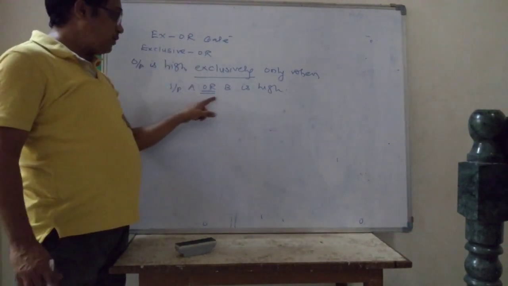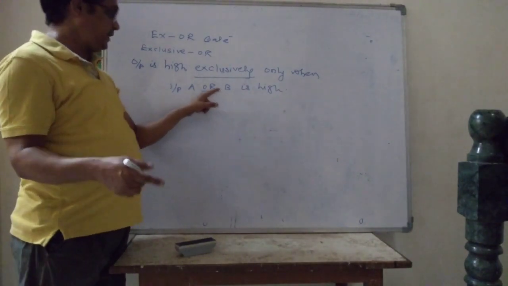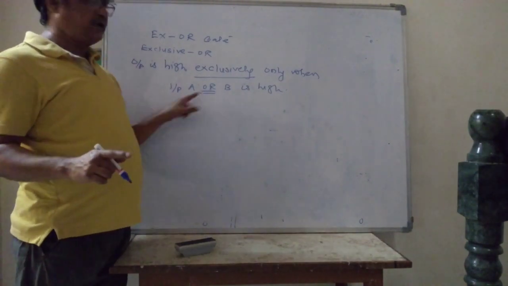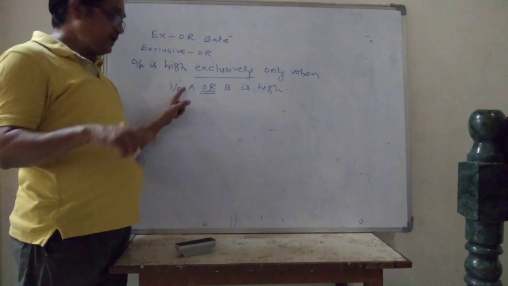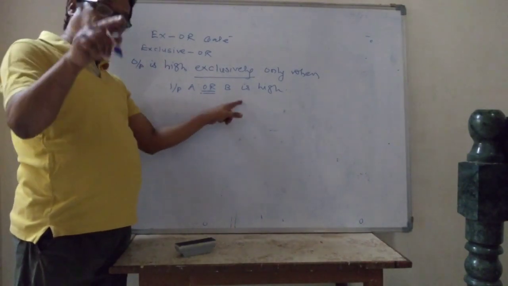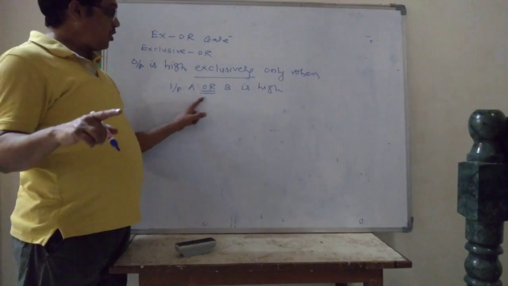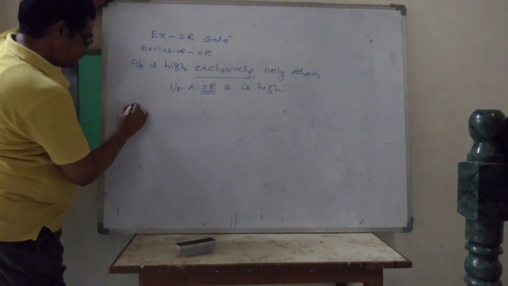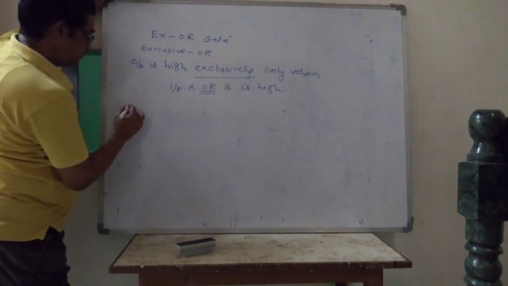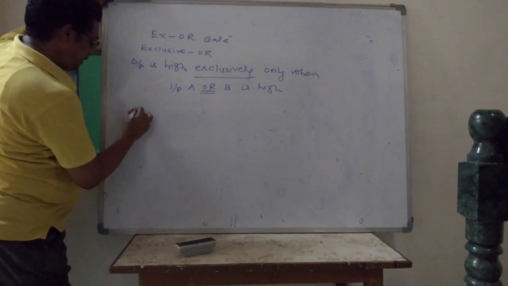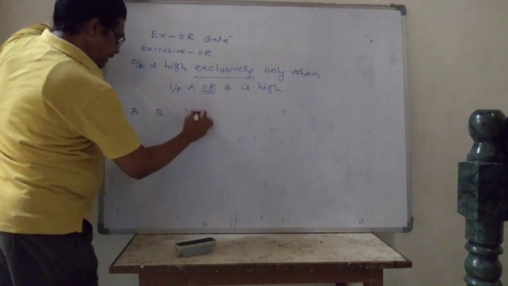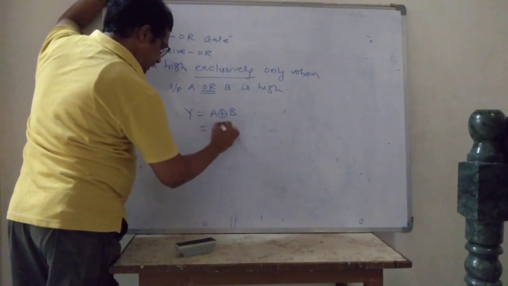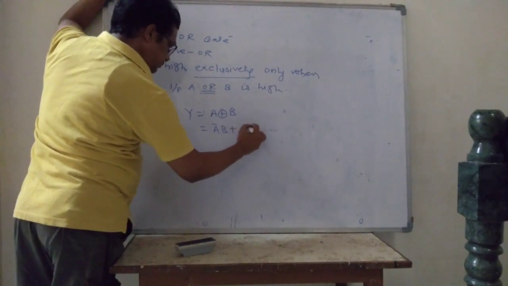In an OR gate, A or B or both were high, so the output was high. Here, only either A or B should be high, so that the output will be high. So, A, B, Y: A XOR B is A bar B plus A B bar.